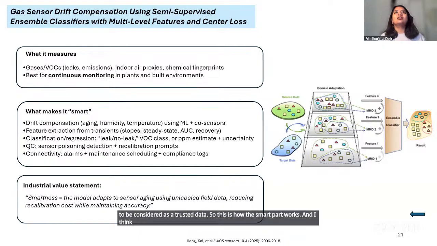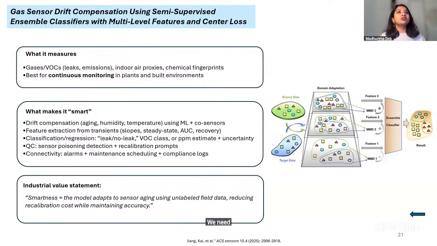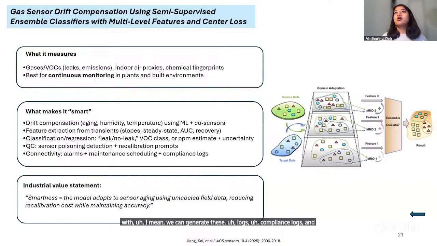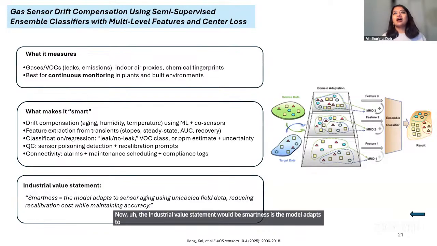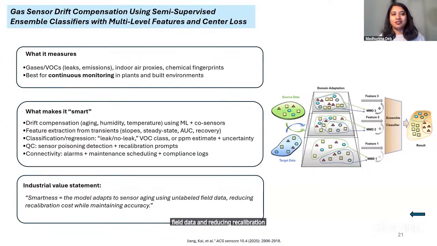And I think these are the parts where we need more research for this calibration purpose, how we can use this whole algorithmic part so that we can automatically generate these logs, compliance logs and maintenance scheduling, all these things automatically. Now, the industrial value statement would be: smartness is the model adapts to sensor aging using unlabeled field data, reducing recalibration cost while maintaining accuracy.